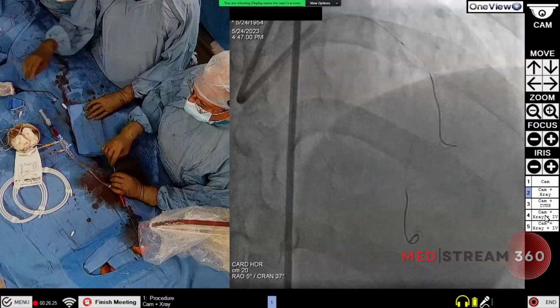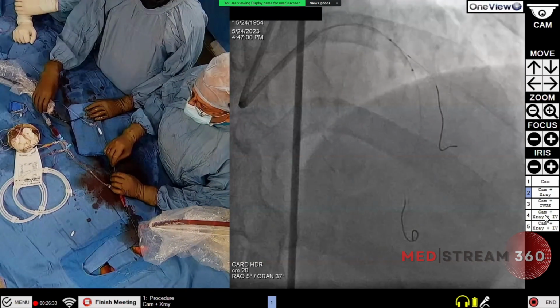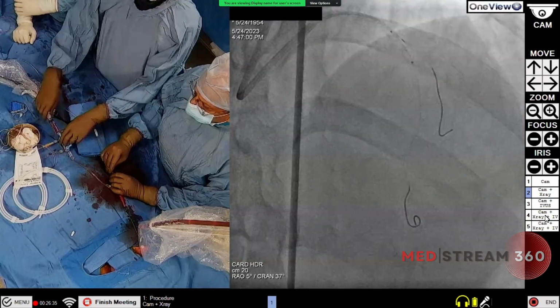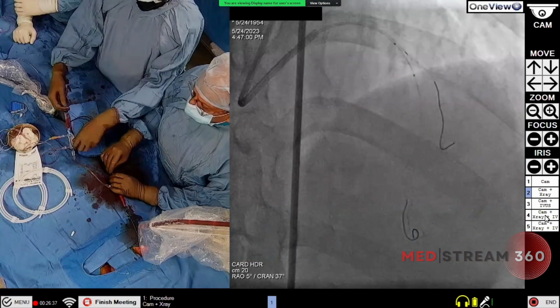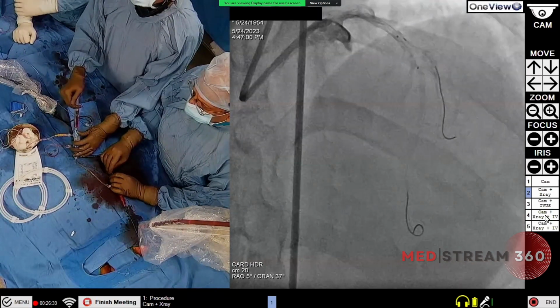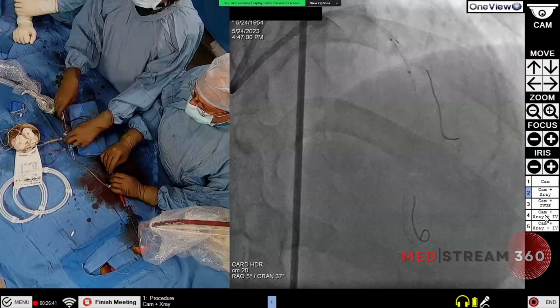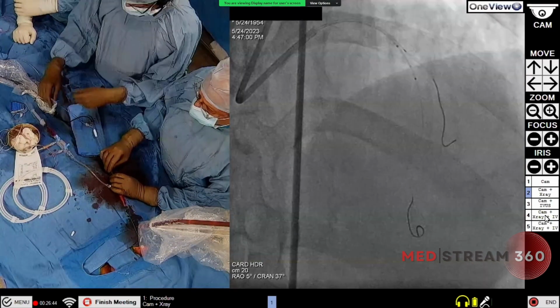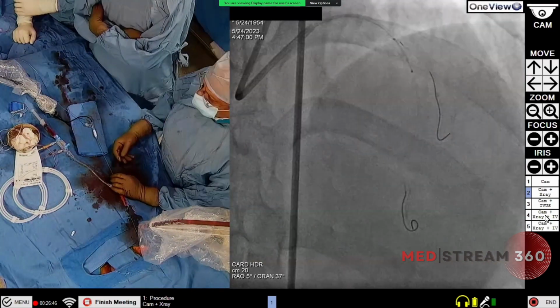3 into 12. Very easily crossed. So the possibility is really good for this balloon. This is the new one, right? Yeah. Okay, this is fine. Go up 4.